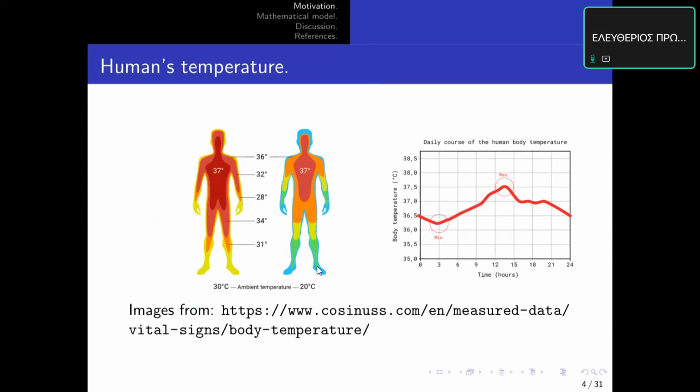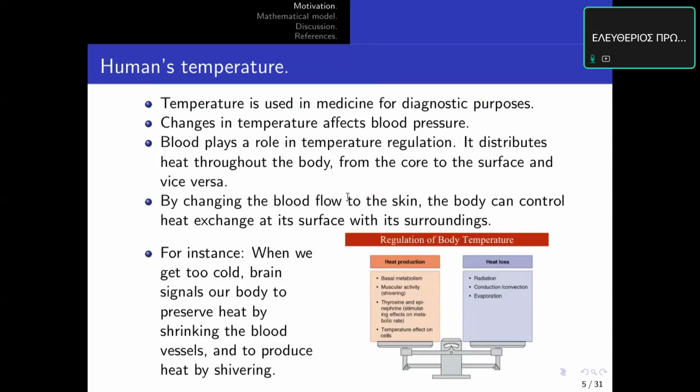On the right graph, we can see the temperature's daily variation of the human body, where the maximum value is at noon and the minimum at night. Temperature is used in medicine for diagnostic purposes. Change in temperature affects blood pressure.